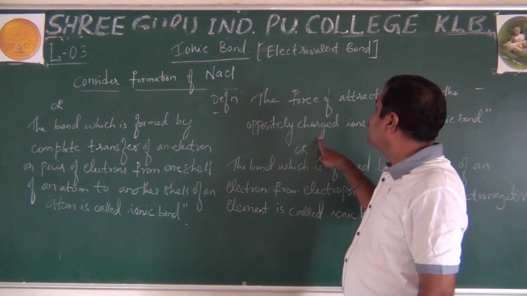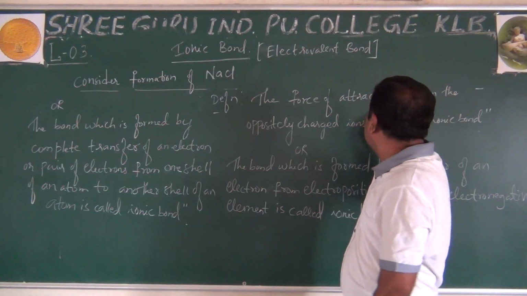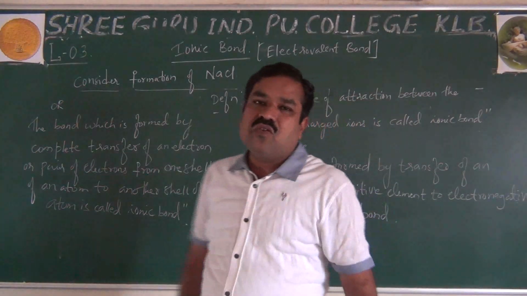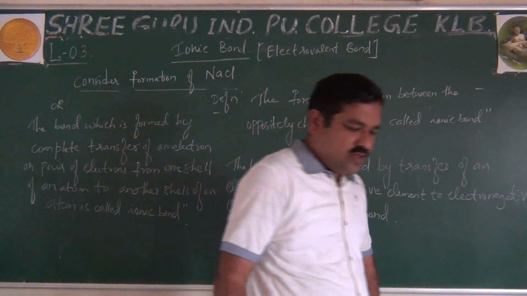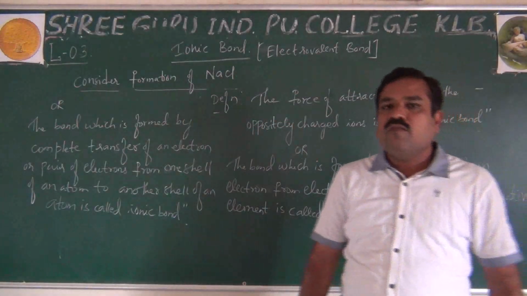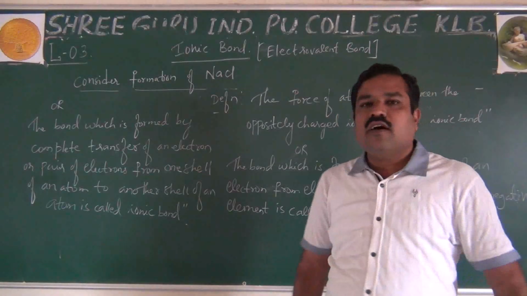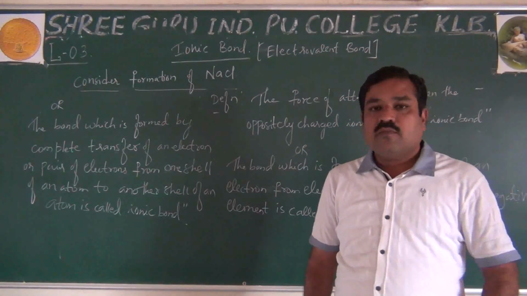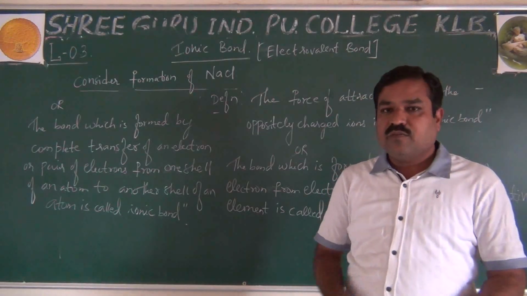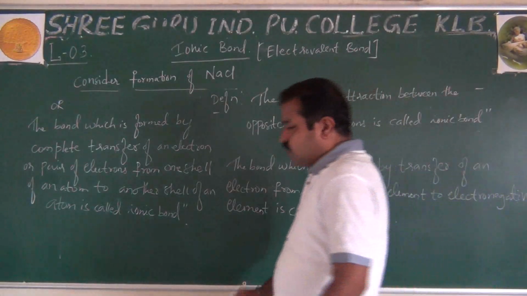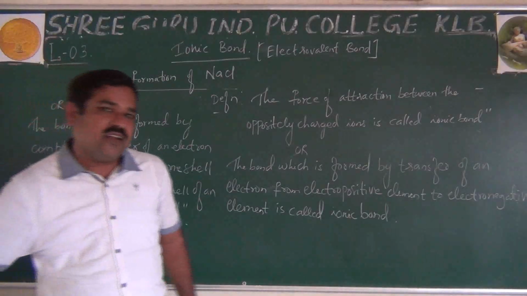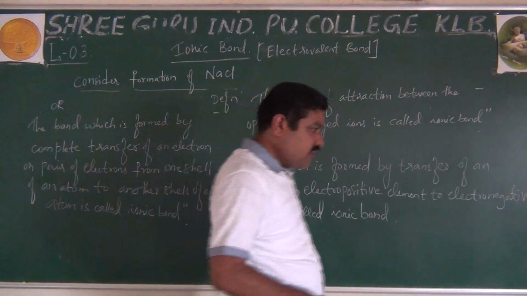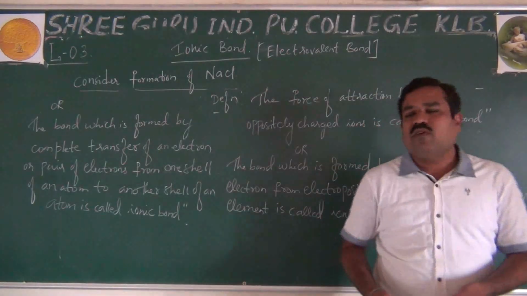See, it is also called electrovalent bond. Why? Because it is a bond which is formed by force of attraction between oppositely charged ions. That's why it is also called electrovalent bond. Okay. General point, what I told you: always this ionic bond is formed between a metal and non-metal. Metals are electropositive, non-metals are electronegative. So with these three examples and definitions, now let us take you to the next part. What are the characteristics of this ionic compound?